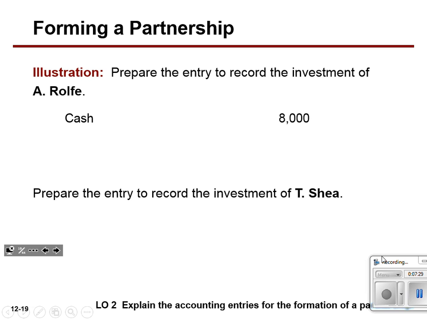He brings $8,000 cash. Remember, that is out of his pocket and now it belongs to the business. So you see that asset go up. He brought in that type of asset. What other asset did he contribute to the business? Equipment. Now, we saw book value and fair value. What did the partners decide it was really worth? $4,000.